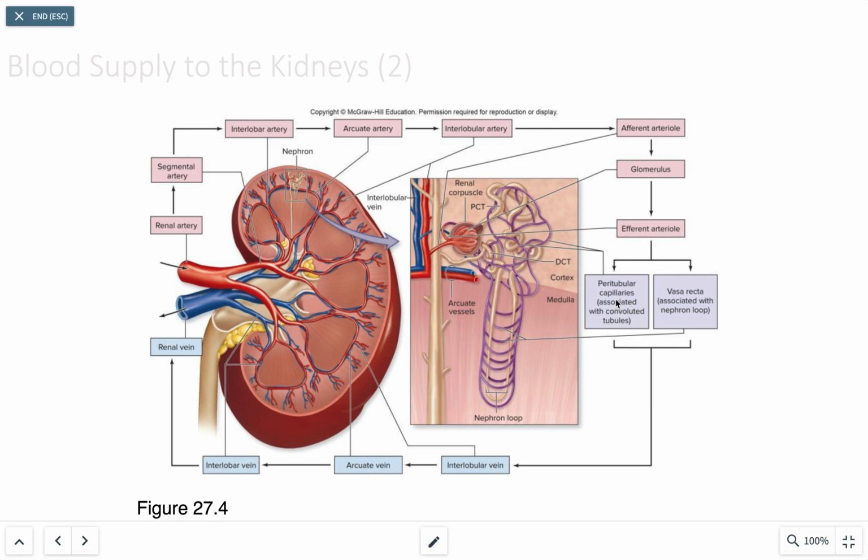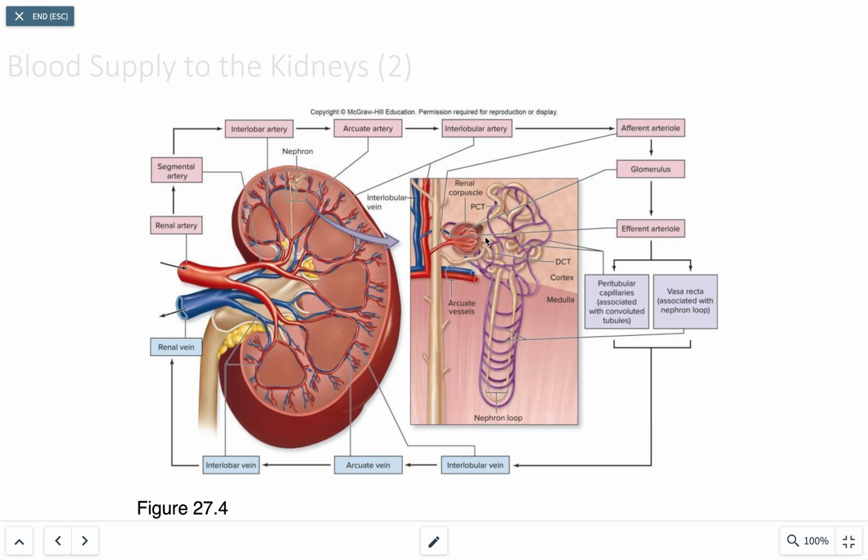One is going to be the peritubular capillaries, which is associated with the convoluted tubules. And the convoluted tubules are located more in the renal cortex. And the vasa recta, these capillary networks are going to be more associated with the nephron loop, which is located inside of the medulla.